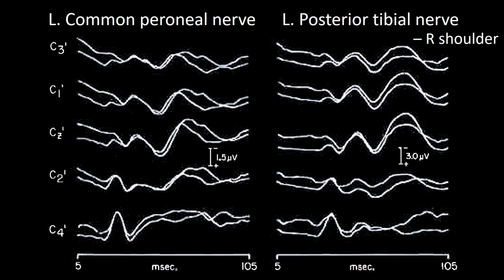The common peroneal nerve was stimulated at the popliteal fossa, and the posterior tibial nerve was stimulated at the ankle. The common peroneal potentials' amplitude when stimulated at the ankle is, for the most part, lower than the amplitude obtained from posterior tibial nerve stimulation.